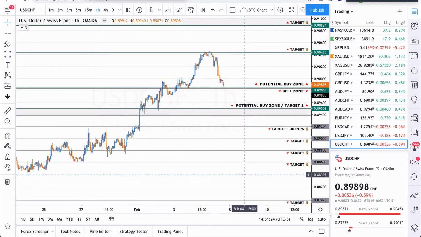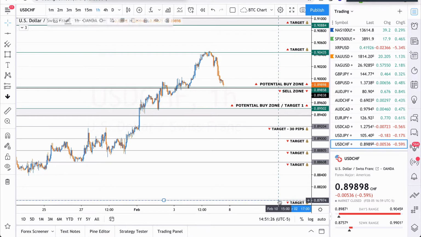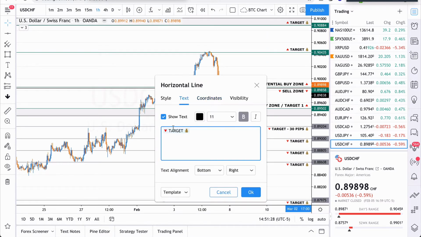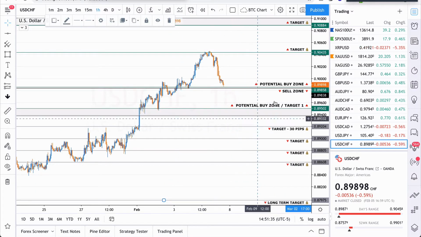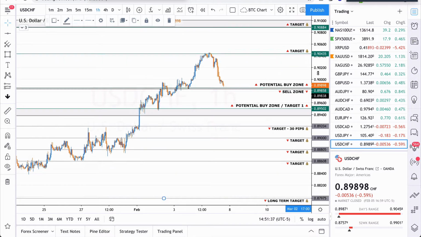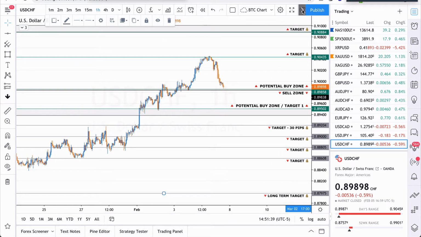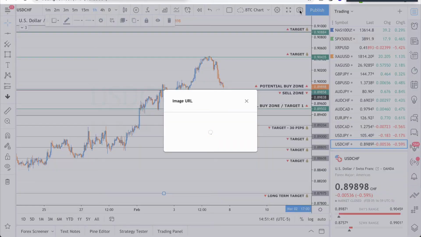But I still think that it will come down in here. So I call this a long-term target. And I should have stayed in it from October because I knew it was going to come down. So I'll put this into the group as USD CHF.